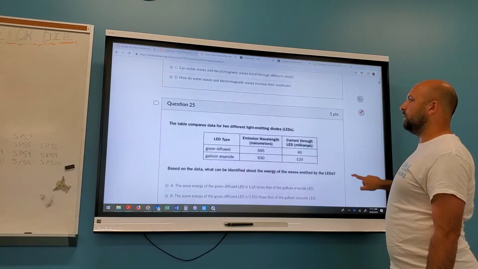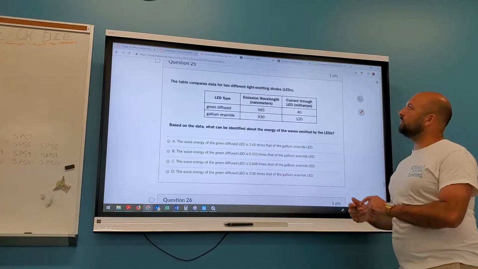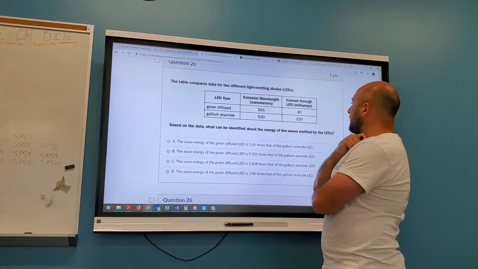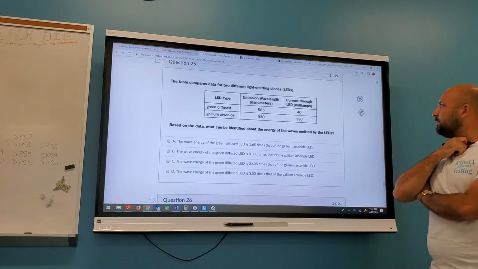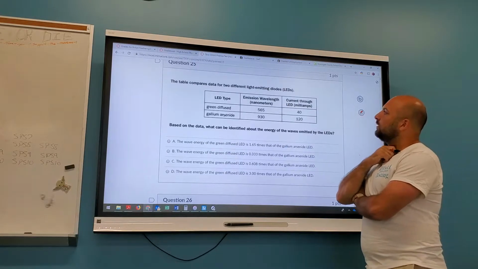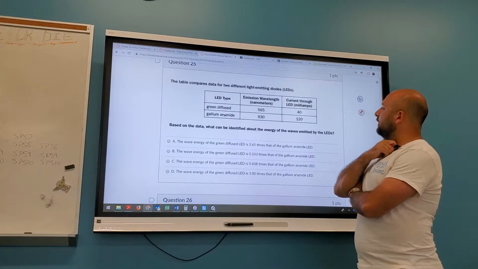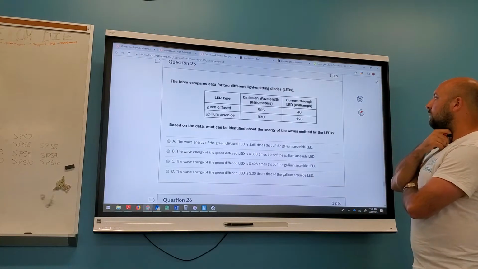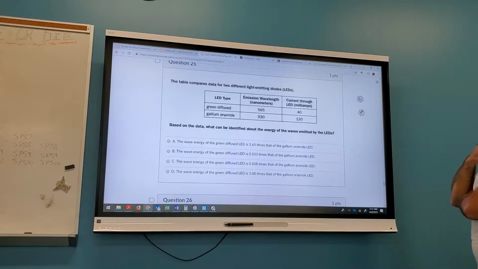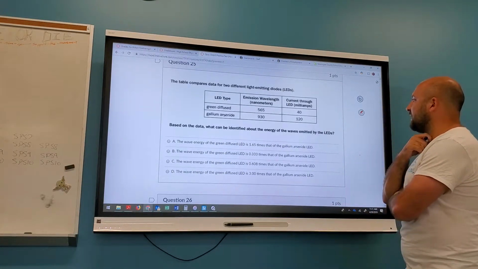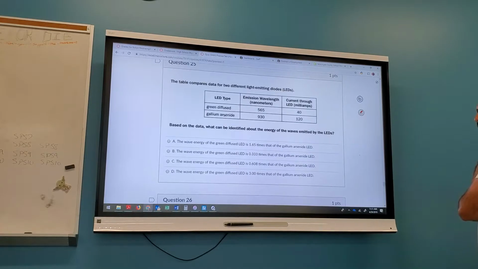Moving on down. A table compares two different light-emitting diodes, LEDs. Based off the data, what can be identified about the energy of the waves emitted by the LEDs? Green diffused and gallium arsenide. Wavelengths and current. Okay. What can be identified about the energy of the waves? All right, the wave energy of the green diffused light is 1.65 times that of gallium arsenide.